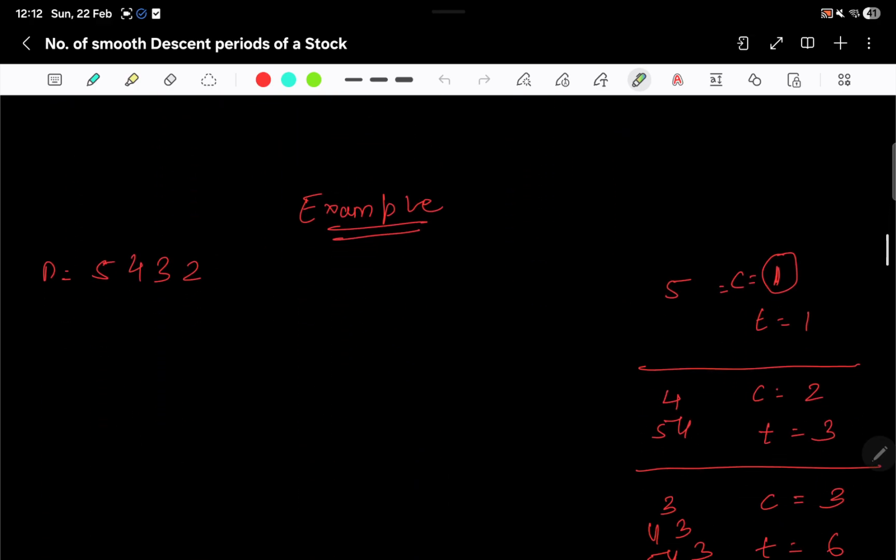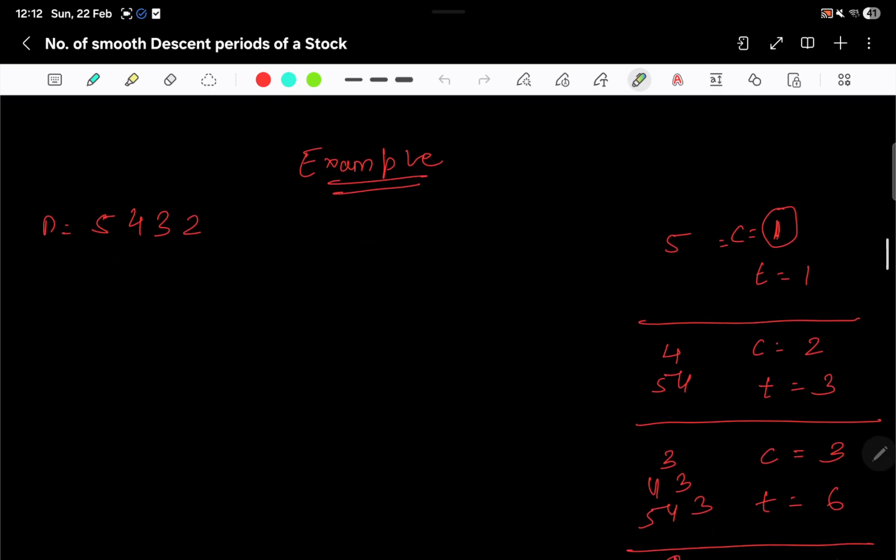So I have another example for you, which is 5 4 3 2. So basically what I did was I counted the running sum of all the numbers, all the valid lengths here, right? So here if you see, 5 4 3 2 follows the principle of a smooth descent, right? Because 4 is less by 1 than its preceding element, 3 is less by 1 than the preceding element, 2 is again less by 1 than the preceding element 3, right?